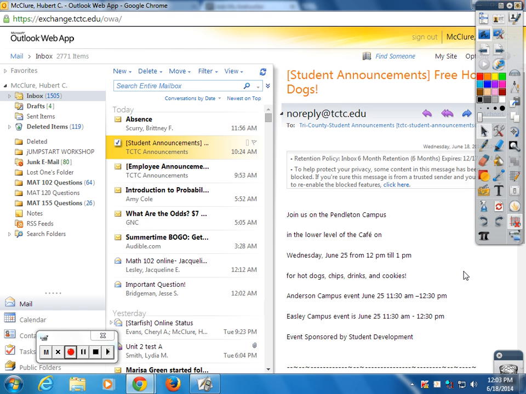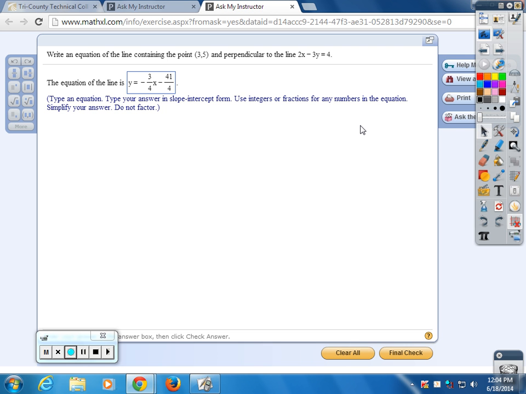Now, for y'all's benefit, I'm going to do both. Oh, it's frozen. I'm going to do the parallel and the perpendicular. And close the windows. Sorry.